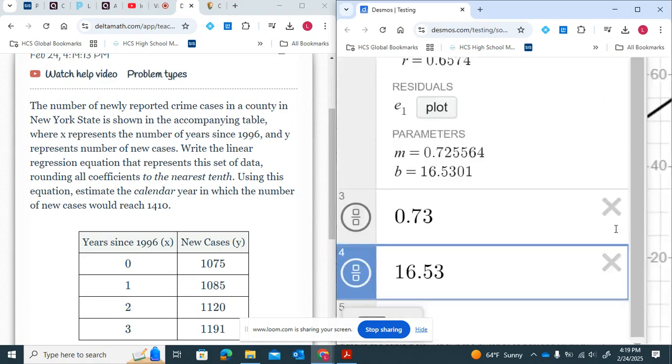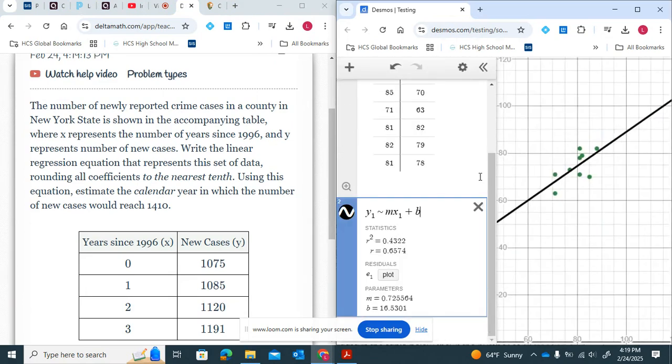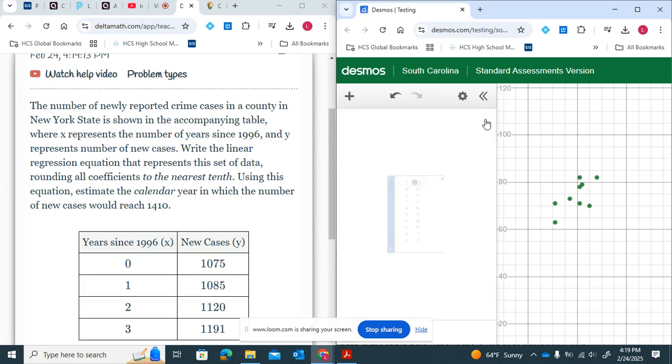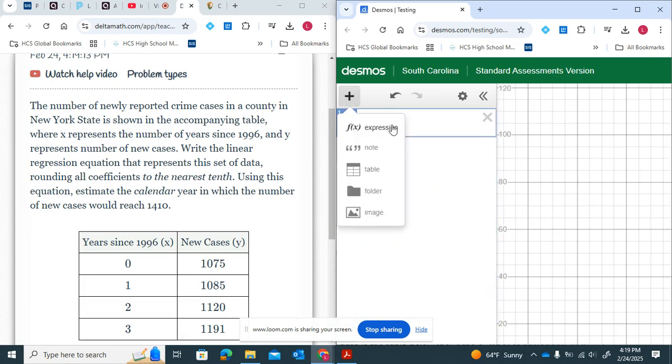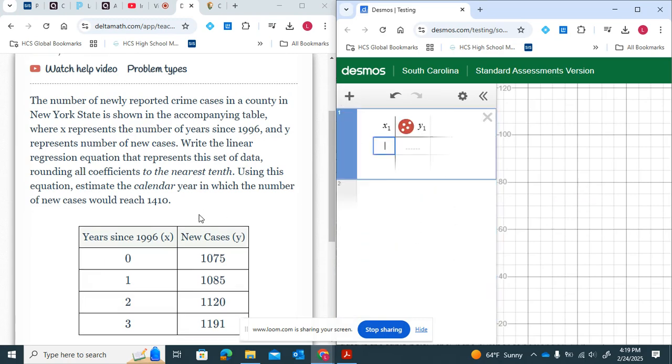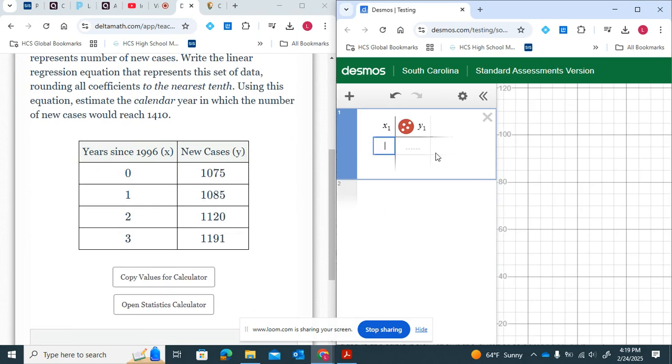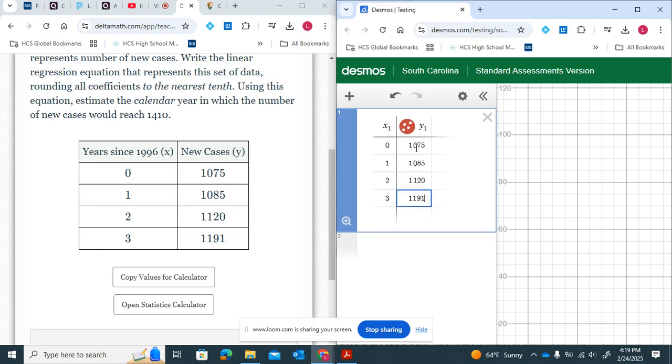Okay, so this one is a little bit different, and it's the last question that I'll do here. Always delete everything, hit plus table. Before I even read it, I know that my x's should be 1, 2, 0, 1, 2, 3. And my y's 10, 7, 5, 10, 8, 5, 1, 1, 2, 0, 1, 1, 9, 1.